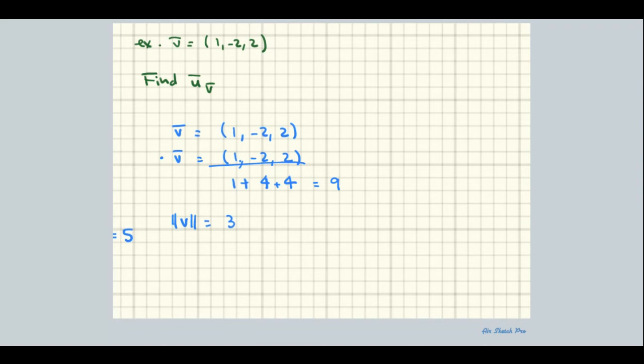And so the unit vector in the direction of v is the original v divided by 3, which I can then write, if I bring it in, as 1/3, negative 2/3, 2/3.